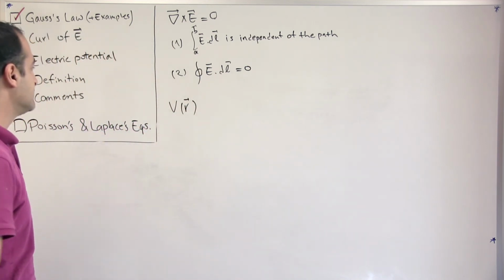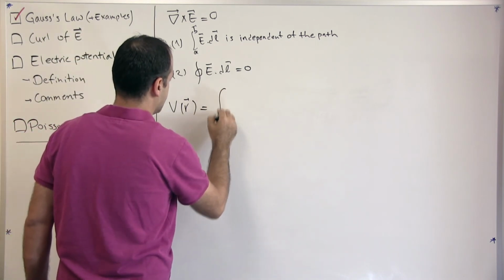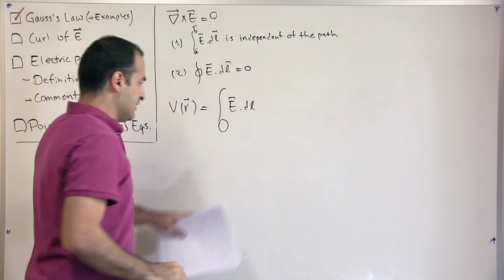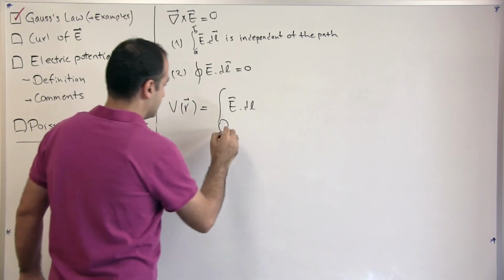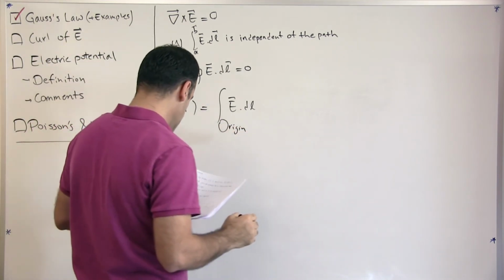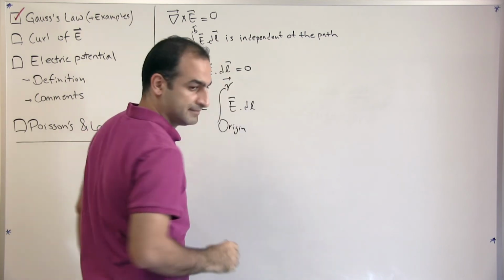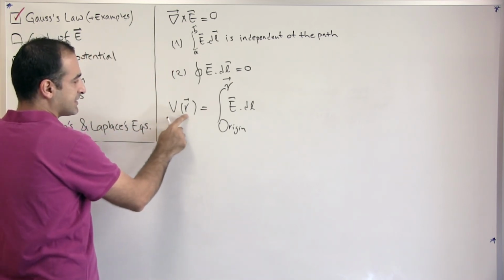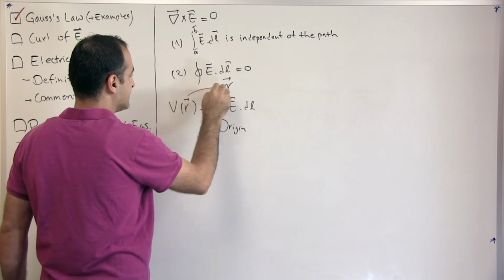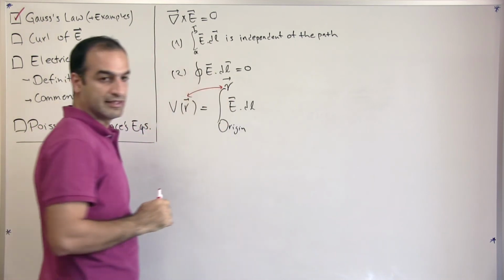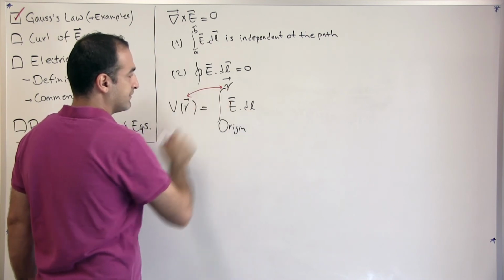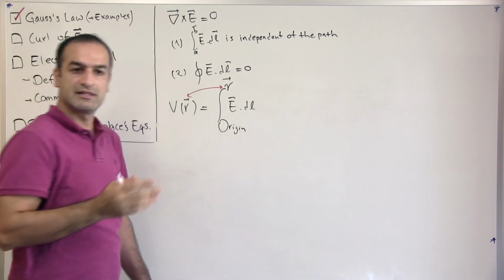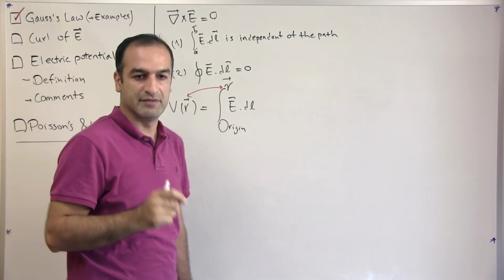So V of R, I want to define it as an integral of E dot dl from a random origin all the way to the point R. It's important for you to note that this potential is calculated at point R. This point is technically the limit of the integral here, and nothing inside is dependent on R. The origin here, we're going to discuss that further. This could be technically any point of interest.